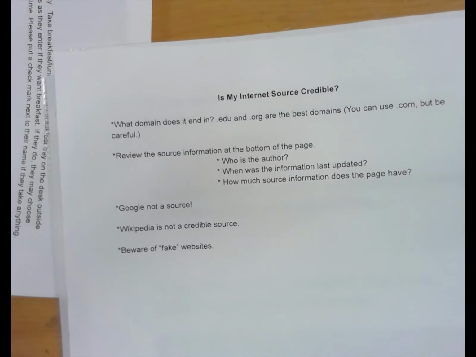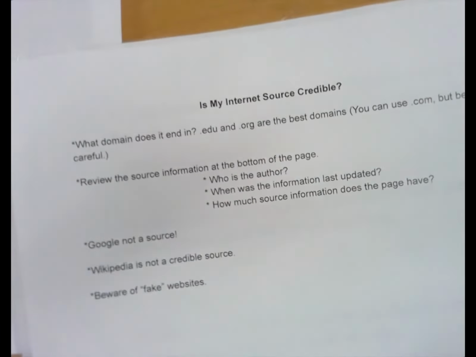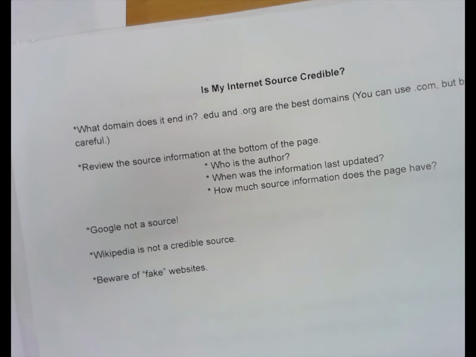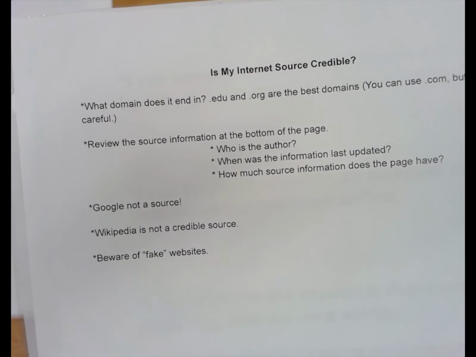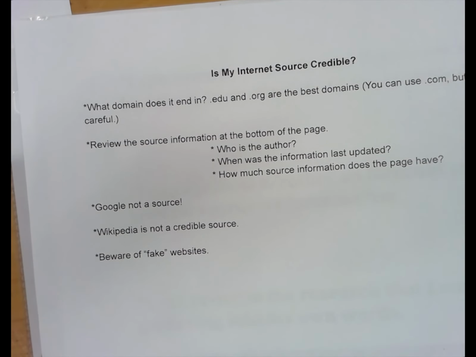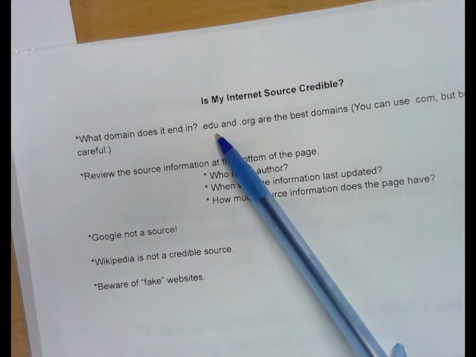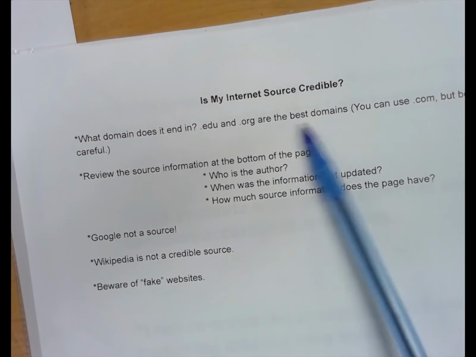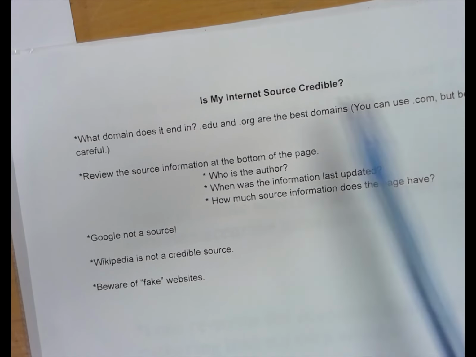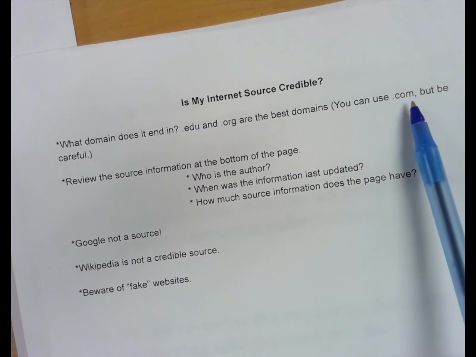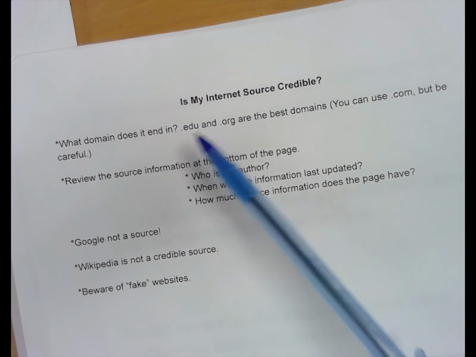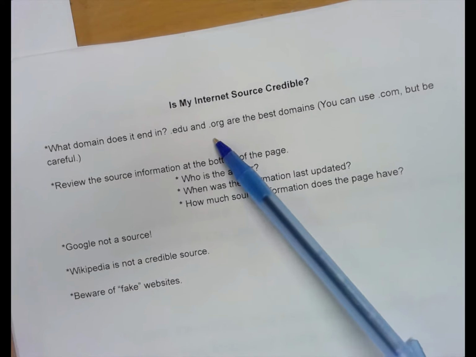Now, I do want to go over what makes an internet source credible or reputable, or it has accurate, correct information. Because you're not going to just be jumping on and finding information anywhere, you really got to figure out, is this website kind of telling the truth? Some ways to do that are, what domain does it end in? Is it a .edu or a .org? Those are the best domains. You can use a .com site, but be careful. Oftentimes, .com is trying to sell you something, where .edu or .org are trying to teach you something.